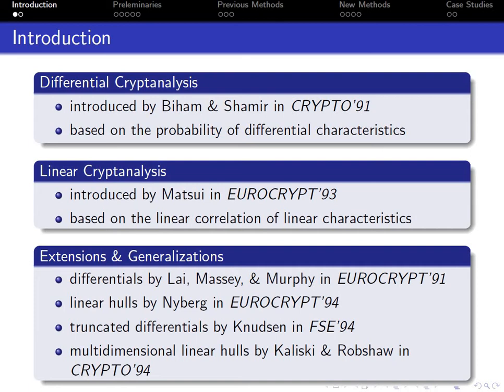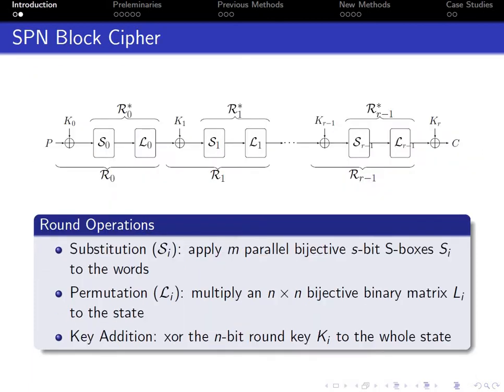First, I start with explaining the general structure of substitution permutation block ciphers, or shortly SPN block ciphers. An SPN block cipher is a round-iterated block cipher, and each round includes 3 round operations. The first one is the substitution layer shown by S, which is a nonlinear layer, and it applies m parallel bijective s-bit S-boxes to each word of the state.